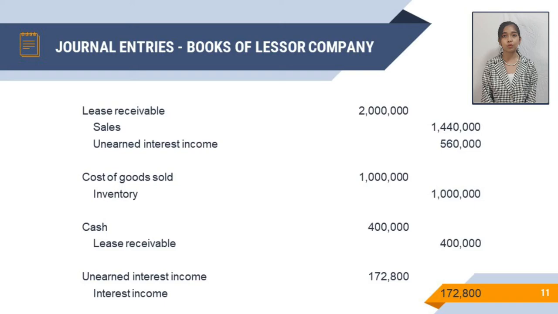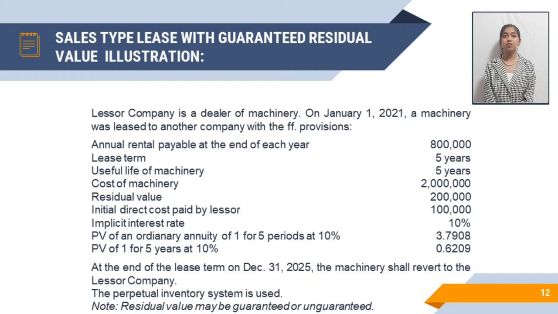So, now let's have the sales type lease with residual value. Here is another illustration for us to understand the sales type lease with residual value. The lease company is a dealer in machinery. On January 1, 2021, a machinery is leased to another entity with the following provisions. The annual rental payable at the end of each year amounting to 800,000. The lease term is 5 years. The useful life of machinery is 5 years as well.